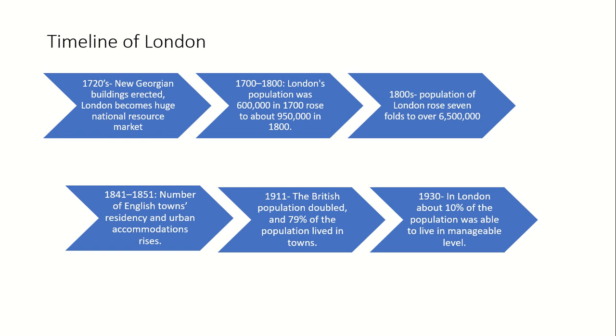1911, the British population doubled, and 79% of the population lived in towns. In the 1930s, for most people with a stable work placement, the living standards had risen significantly. However, housing was still not great. A survey conducted from 1929 to 1930 in London calculated almost 10% of the population were living at a minimum level.